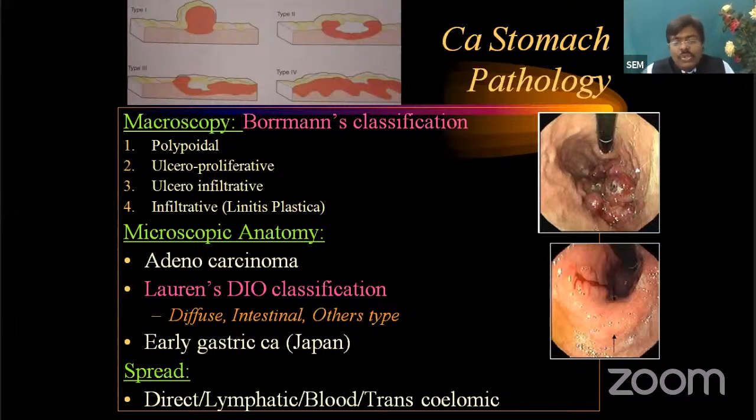The spread also, how CA stomach spreads, if you ask me, they spread directly, for example, from the stomach, through all the layers of the stomach.